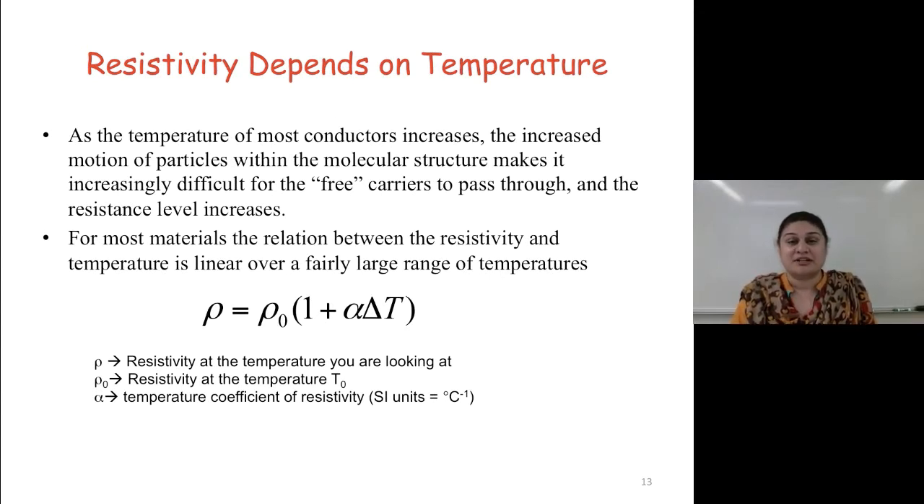As we just talked about, resistivity depends on temperature. As the temperature of most conductors increases, the increased motion of particles within the molecular structure makes it increasingly difficult for the free electrons to pass through, and the resistance level increases. For most materials, the relation between the resistivity and temperature is linear over a large range of temperatures that we deal with every day. The formula to use for resistivity and temperature dependence is rho equals rho naught times (1 plus alpha delta T), where rho is the resistivity at the temperature you are looking at, rho naught is the resistivity at the temperature T0, and alpha is the temperature coefficient of resistivity.